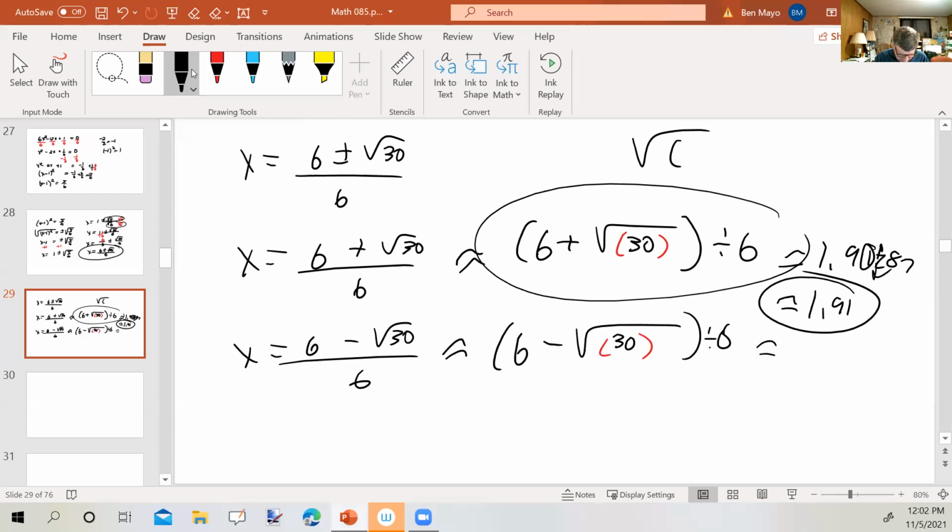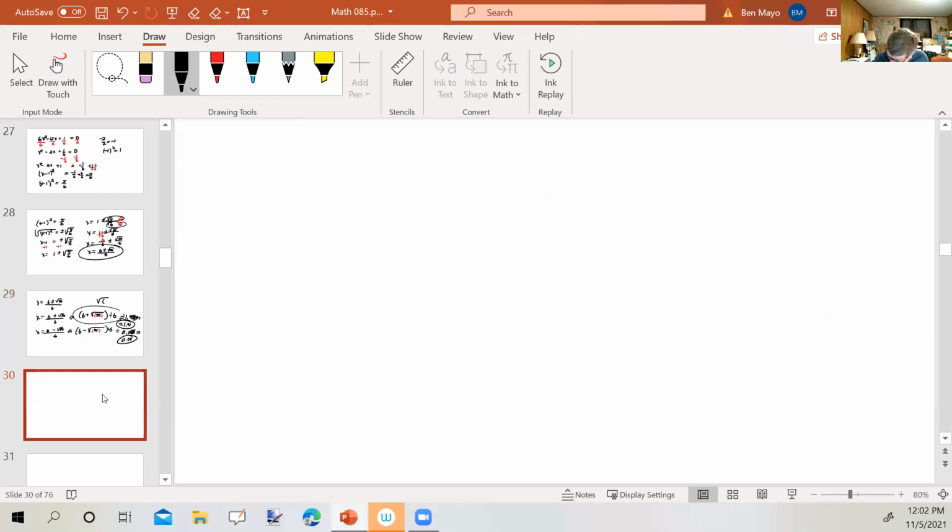And we get 0.08712 to the nearest hundredth. Let's see, the 7 is in the thousandths place. It would round up. So we get 1.91 and 0.09 as our two approximate solutions. Okay, let's take a look at some more examples.